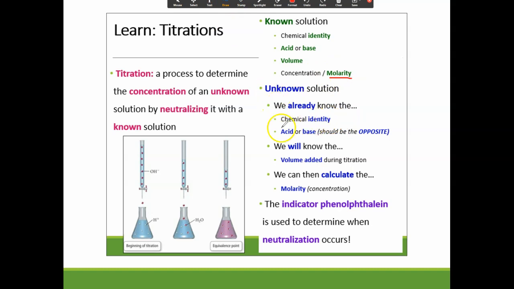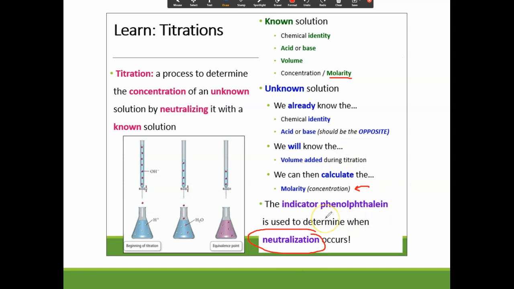The unknown solution, we know a lot about it too. We know what it is, its chemical identity. We know that it's the opposite. So if we start off with an acid, then the unknown should be a base. If we start off with a base, then the unknown should be an acid. We know how much gets added during the titration, and specifically we want to reach neutralization. And from there, we can calculate the one thing that we don't know, which is the molarity or concentration of that unknown solution. So unknown is kind of a misnomer. We know a lot about it, we just don't know its concentration or molarity.